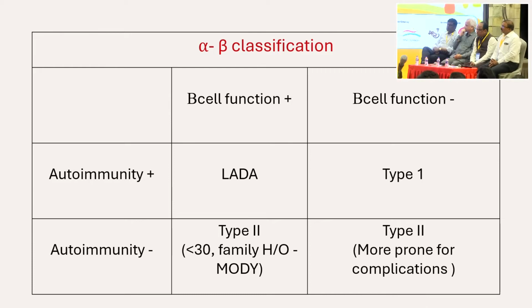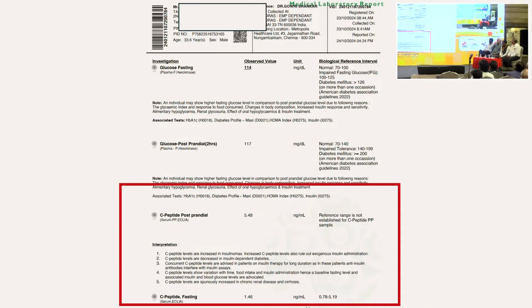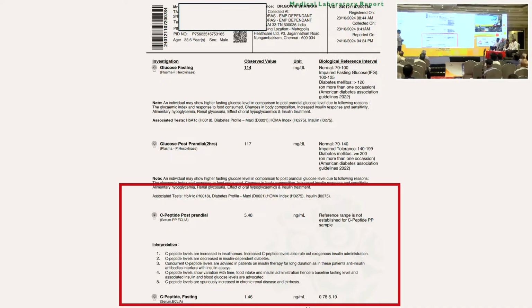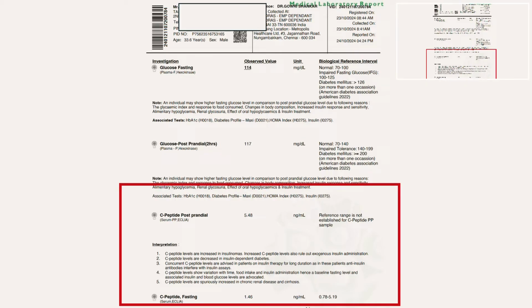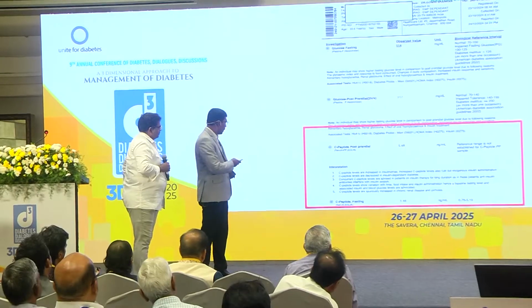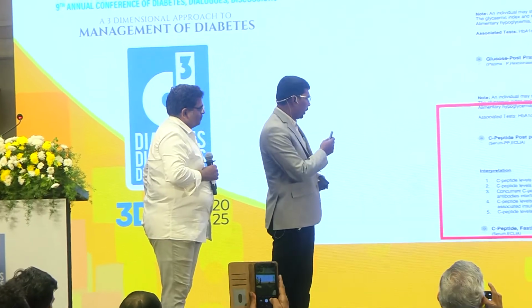Yes. So let's see what happened to this patient. Fasting and postprandial glucose were normal, and you can see C-peptide was done, and the C-peptide response is actually very good here. Fasting was 1.46, well above that 0.8 mark, and the postprandial C-peptide is 5.48. Again, it is in the normal range, which tells you that the C-peptide response is very, very good. That means the beta cell response is also very, very good.